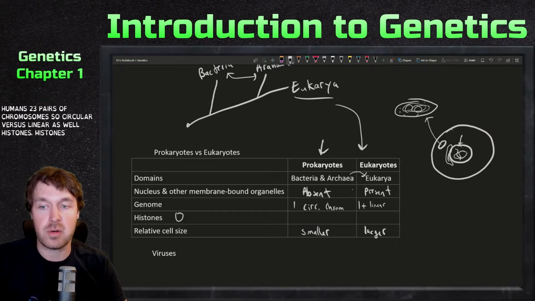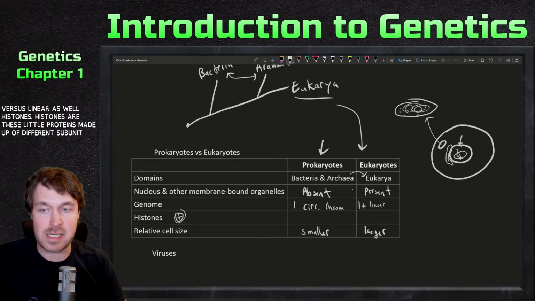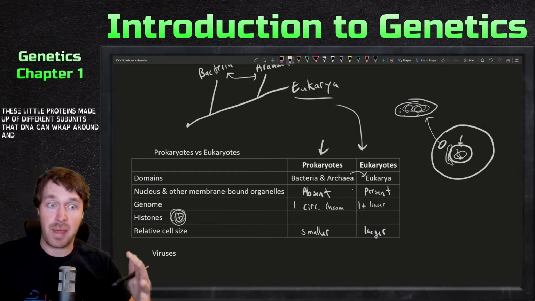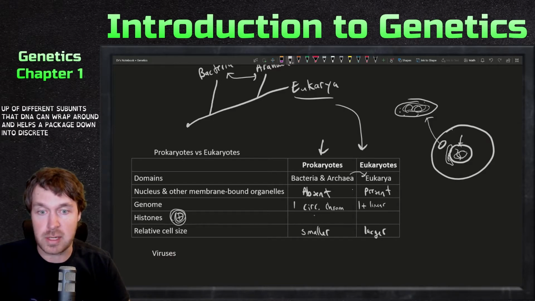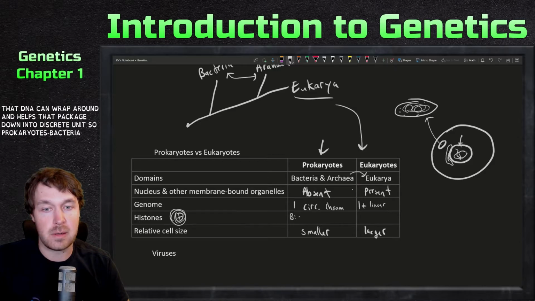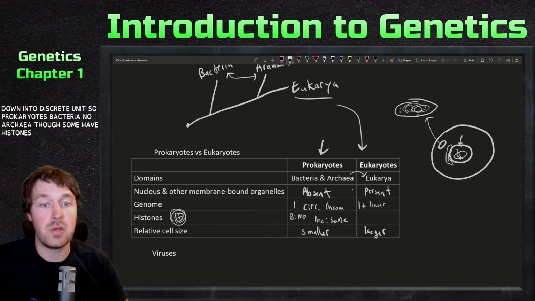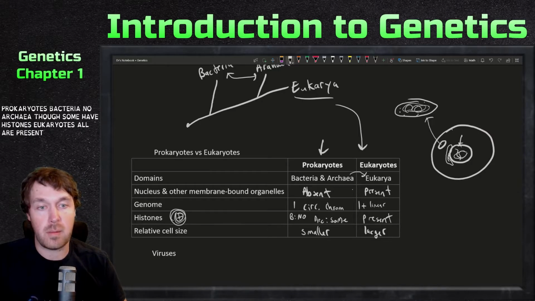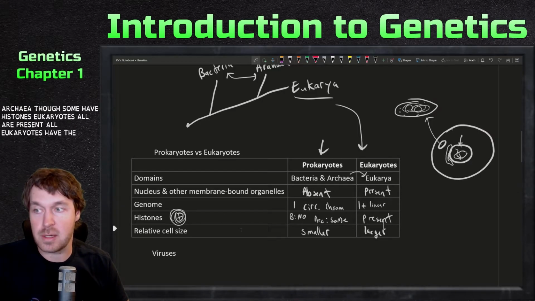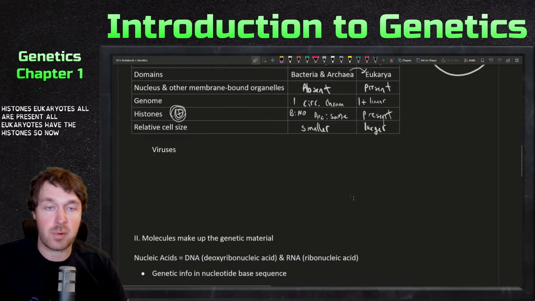Histones are these little proteins made up of different subunits that DNA can wrap around, and it helps package it down into discrete units. So prokaryotes, bacteria, no. Archaea, though, some have histones. Eukaryotes, all are present. All eukaryotes have the histones. So that's prokaryotes versus eukaryotes.